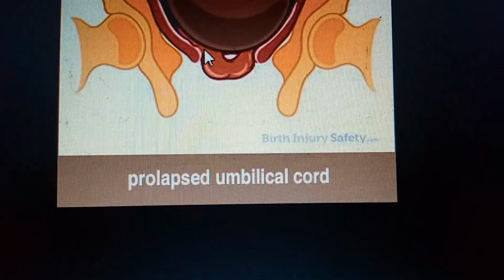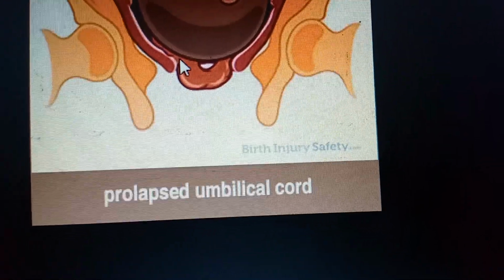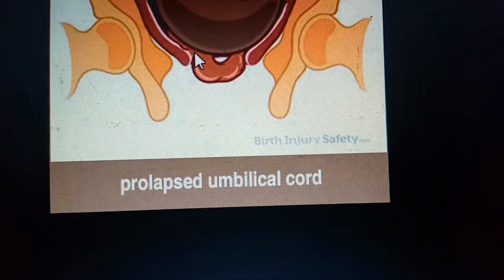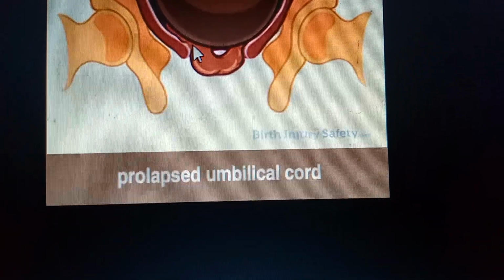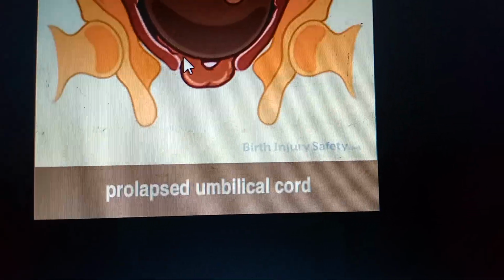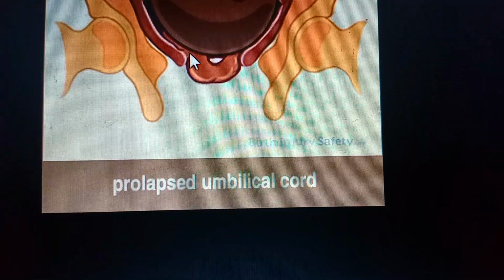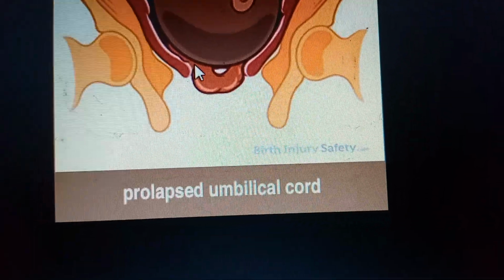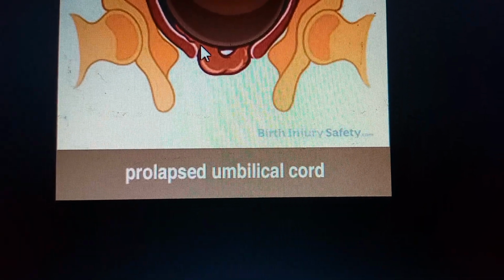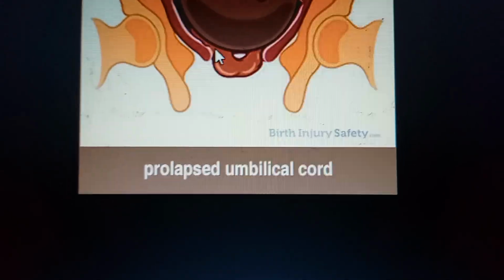Remember, if there is compression there, there is impaired gaseous exchange. Meaning the fetus is going to become hypoxic, or there will be anoxia, which is going to lead to intrauterine fetal death if not relieved as quickly as possible. So you try by all means to push the presenting part higher, at least up to the pelvic brim, so that there is no compression.